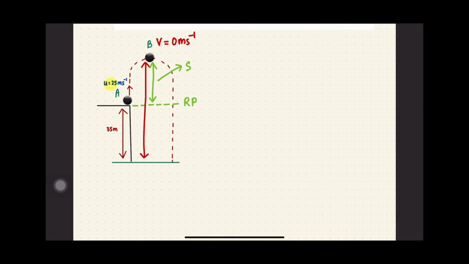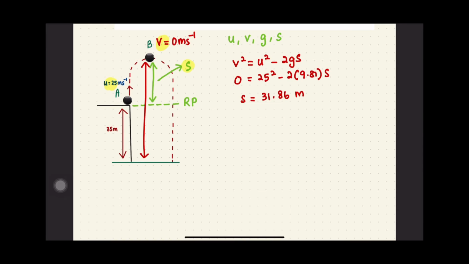So we have U, V, S, and don't forget about gravity G, because this case is free fall. So we have U, V, G, and S. So what is the suitable formula? We can use V squared is equal to U squared minus 2GS. As you know, V is equal to 0, U is equal to 25 to the power of 2, minus 2, G is 9.81, and S we get is 31.86 meters. This is S from the reference point until the maximum height.